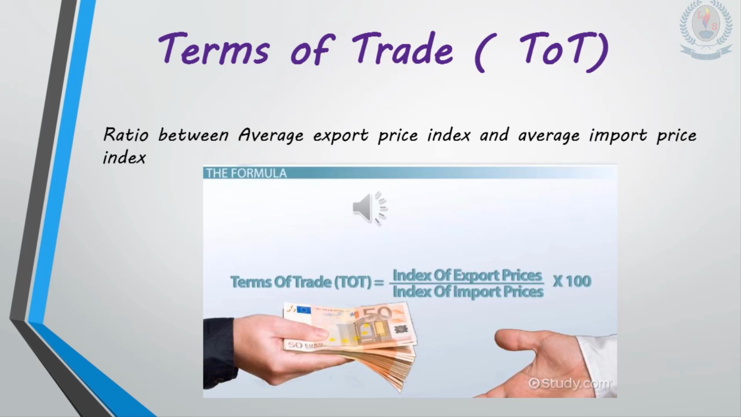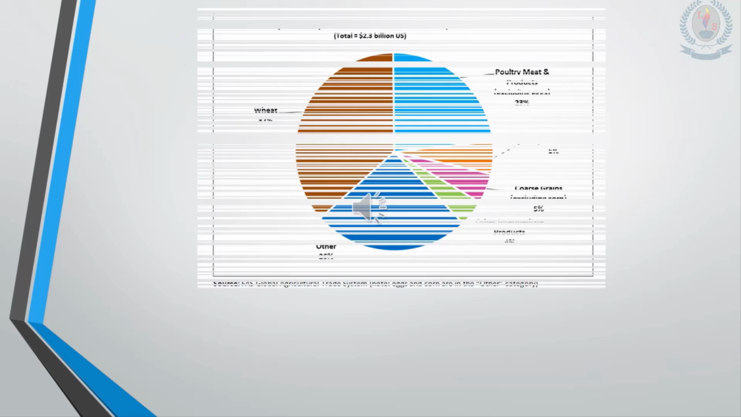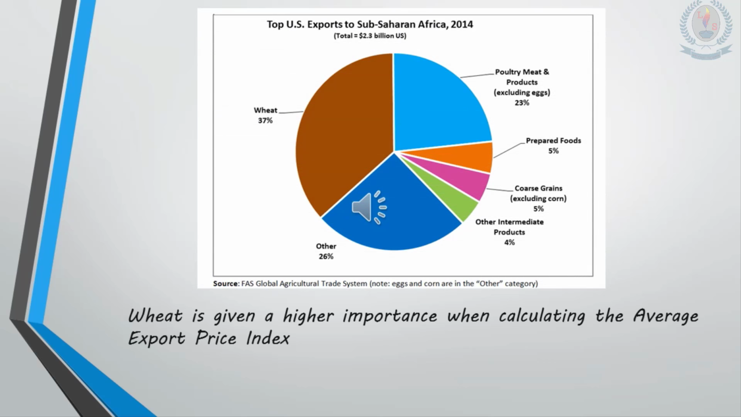The formula to calculate terms of trade is: terms of trade index equals index of export prices over index of import prices, times 100. Terms of trade is calculated in the form of an index, or rather a weighted average of prices. So when calculating the index, the key exports or key imports of a country are given higher importance, or rather higher weightage, in the weighted average calculation.